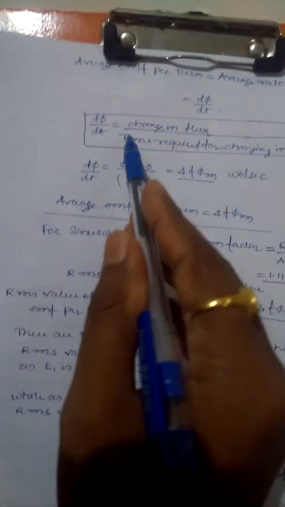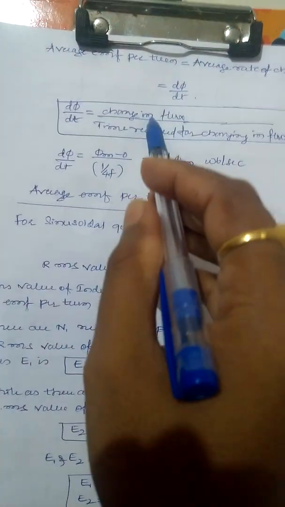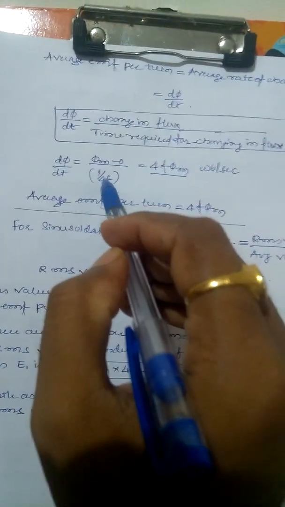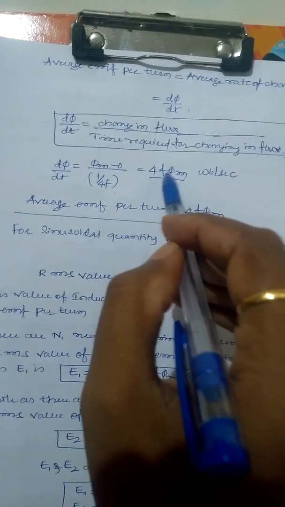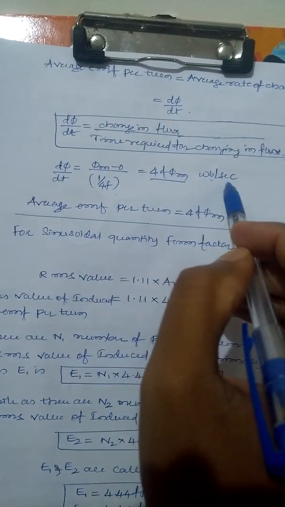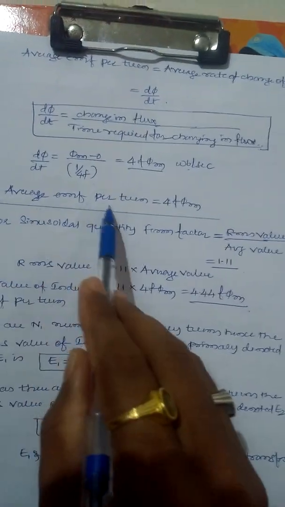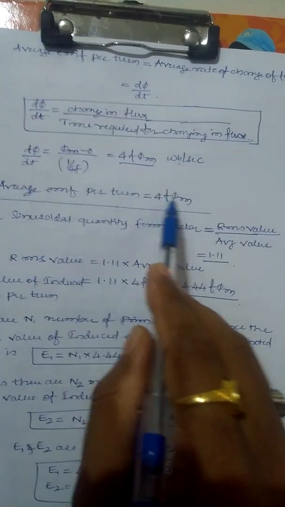The time required for changing the flux. d phi is phi m minus 0, and dt is 1 by 4f. Finally simplifying that, we get 4f phi m, that is Weber per second. That is, the average EMF per turn equals 4f phi m.